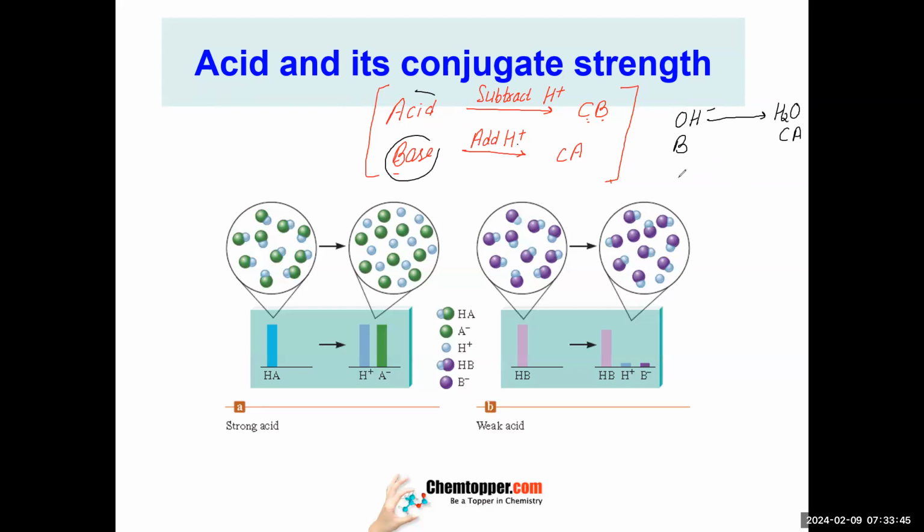If I give you water as the base, what is its conjugate acid? Water is the base. Now again add H plus. Add H plus, Azuni. Mathematically add with the charge and the atom. Yes, H3O plus. Aslisha, plus.